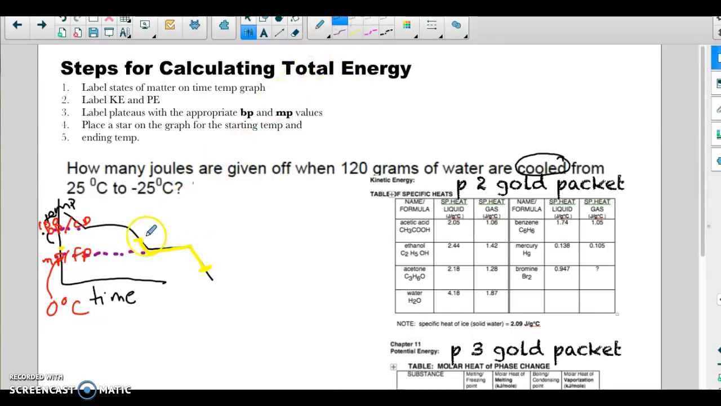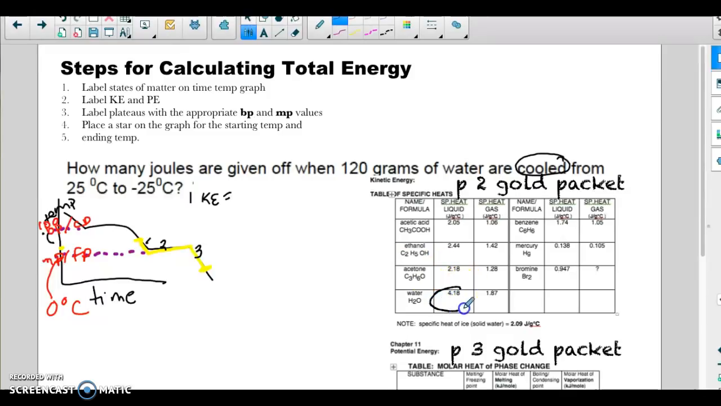So when you start the calculation, I'm going to start, and I can even number these. So my first calculation is going to be a kinetic energy calculation. So I'm going to be calculating based on that temperature change and using the specific heat of liquid water.